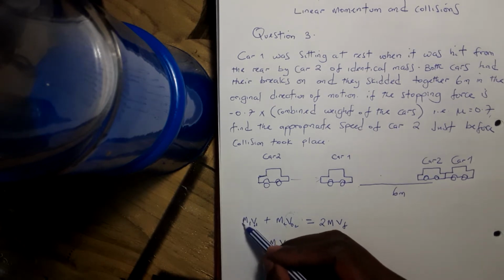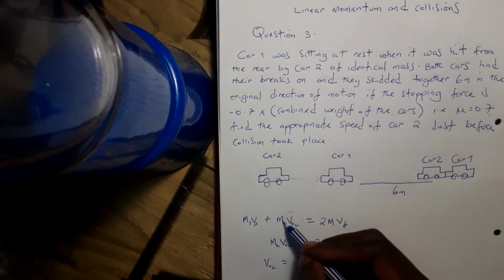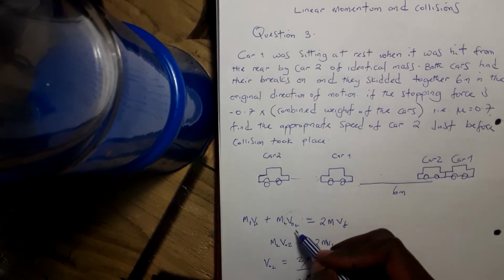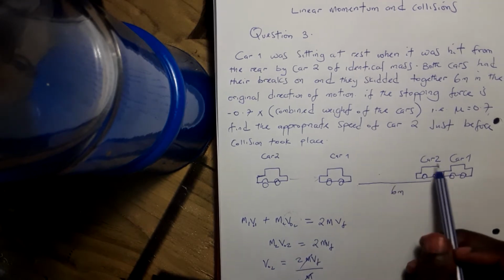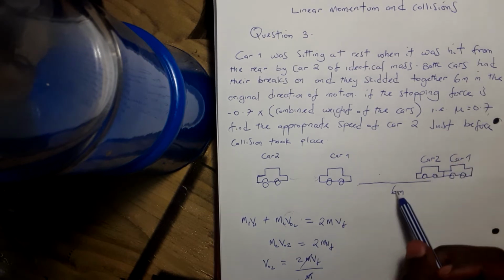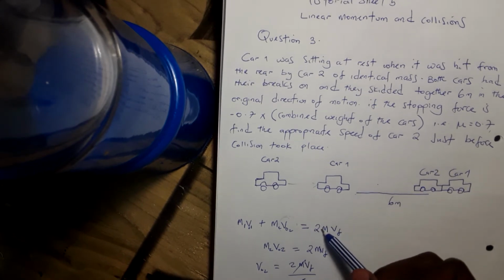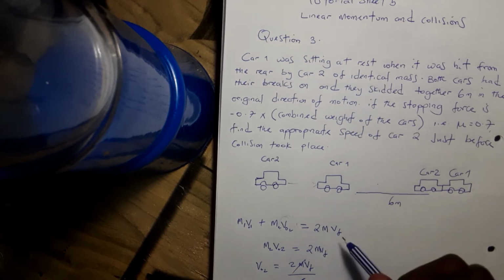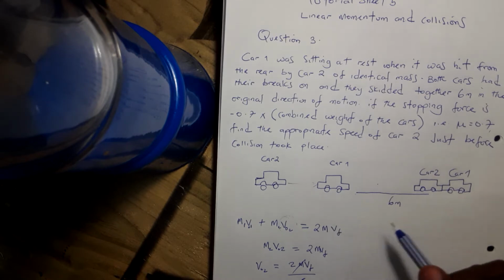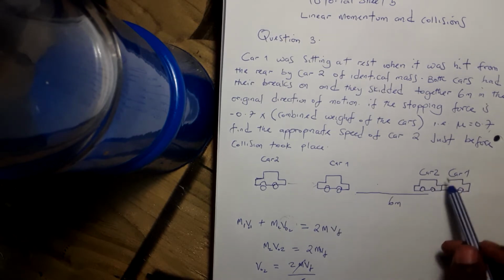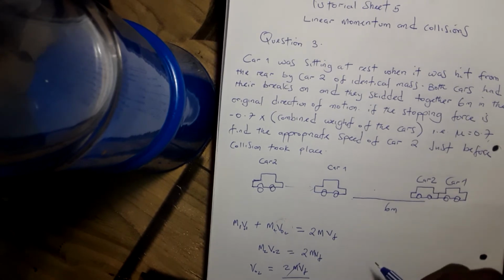So we know that m1 times the initial velocity of m1, plus m2, which is car 2, times the initial velocity of car 2, is equal to, since they skidded together, we'll combine the masses, and we know that the masses are identical. This is the reason why we have 2m. And then we have the final velocity, which is the same because they were attached and skidded together.